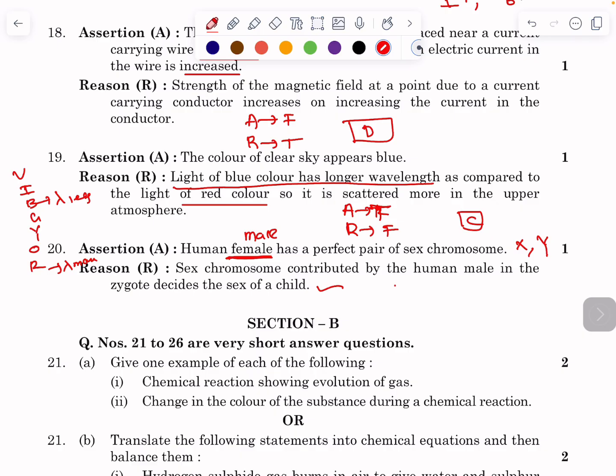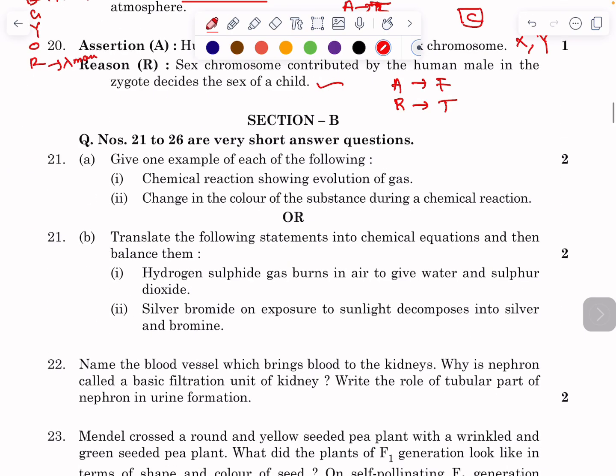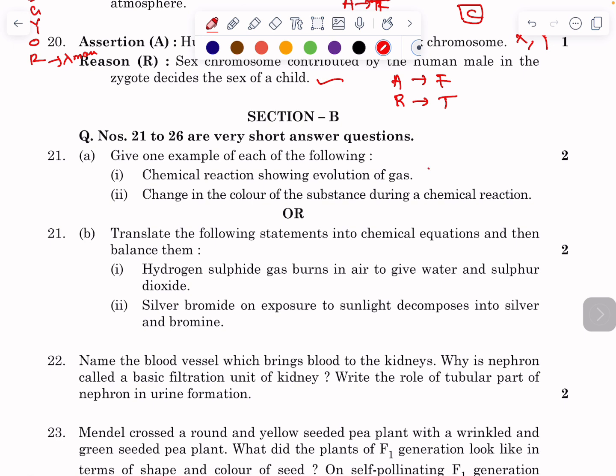So here assertion is false and reason is true. Okay, next come to question number 21.